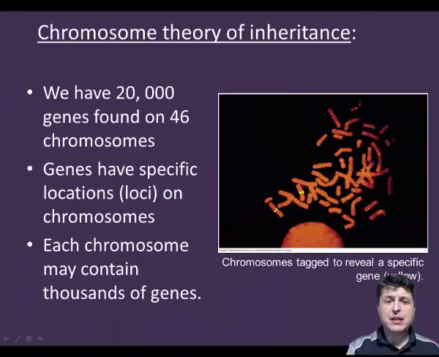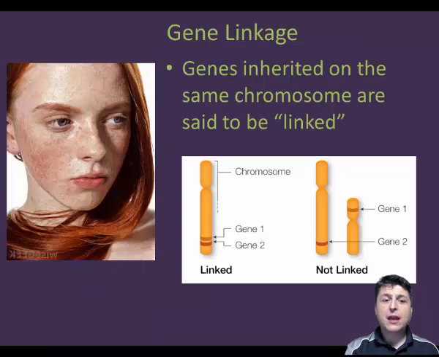Now, because of the Human Genome Project, we've been able to determine the location of many of our genes throughout our genome. We've also discovered that each chromosome may contain thousands of genes. When genes are inherited on the same chromosome, they are said to be linked. Certain characteristics seem to be inherited together more frequently than others, which indicates that perhaps they are linked together on the same chromosome. For example, the inheritance of red hair with freckles.